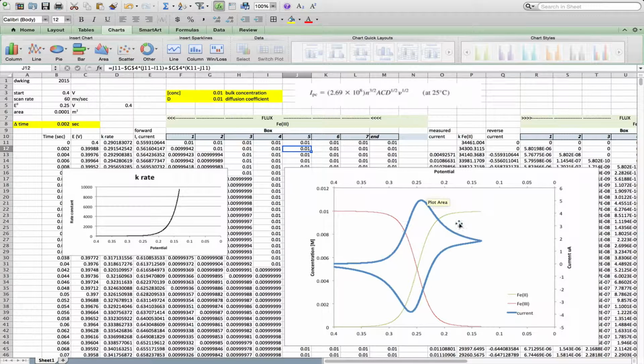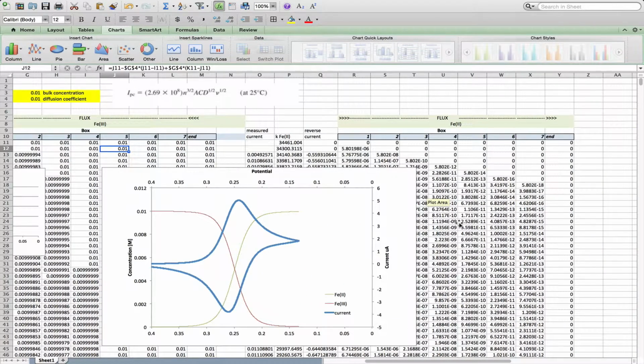Now, as the iron 3 goes down, the iron 2 goes up, and I modeled the flux of iron 2 over here. So I have now 7 boxes again, and the iron 2 starts at 0. But as I reduce iron 3 to iron 2, my iron 2 concentration goes up, and I've modeled these fluxes essentially the same way. The flux here is T11 minus G4, T11 minus S11, and G4, U11. Plus G4, U11, T11. So this takes care of my diffusion.